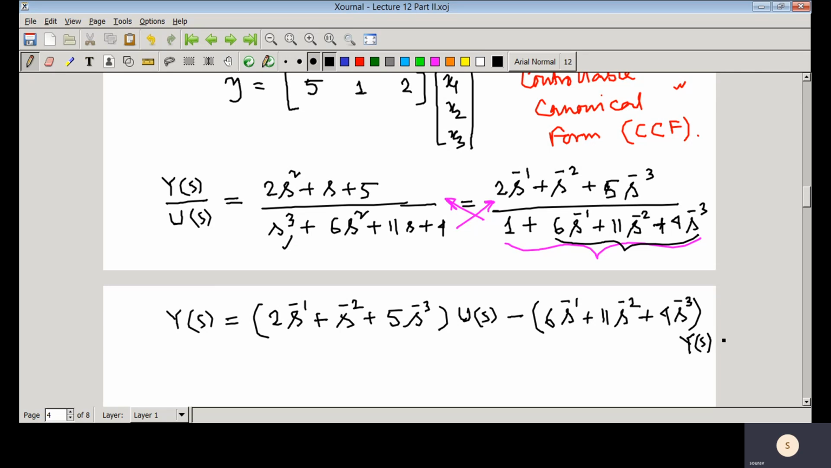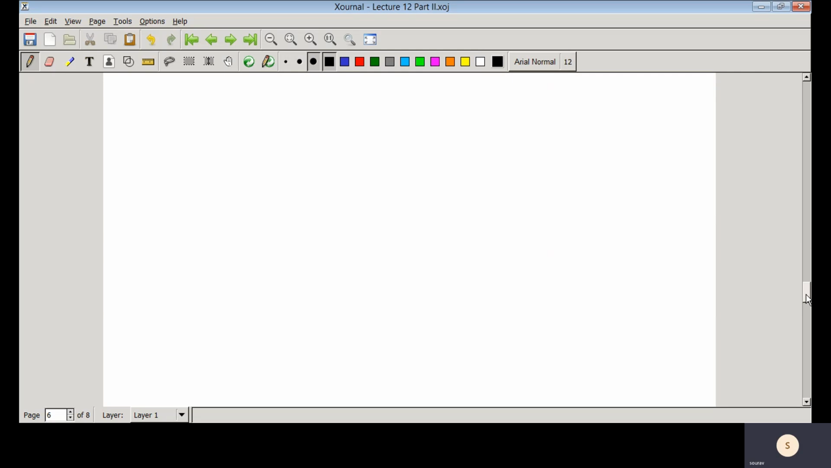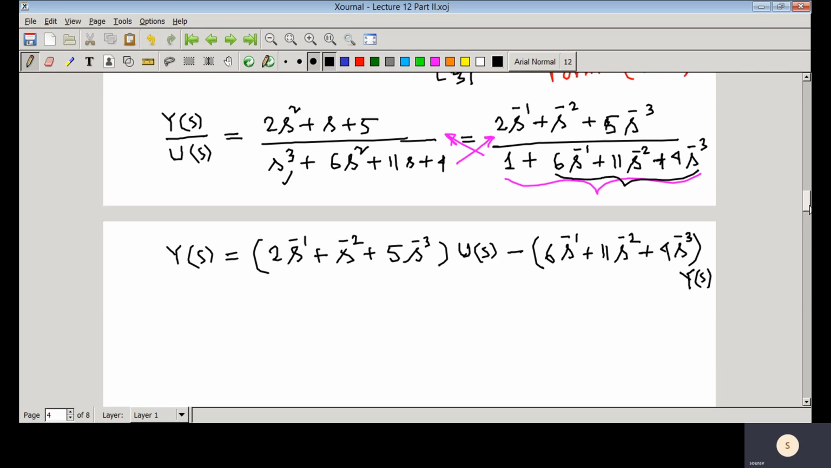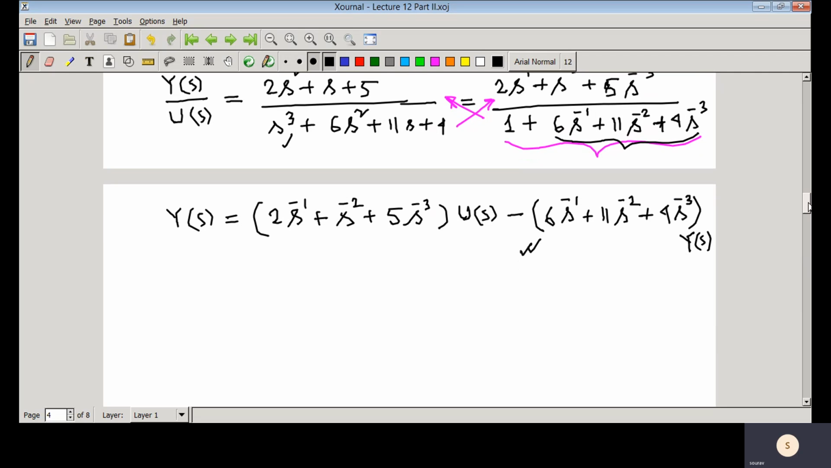So this algebraic equation we have, we get it from this transfer function. The difference with the first one is here we are not multiplying with x's. So now we are just trying to realize this algebraic equation in state diagram form. So let us see.